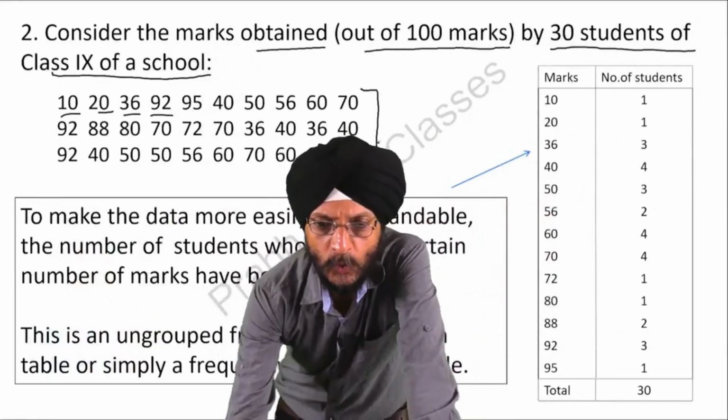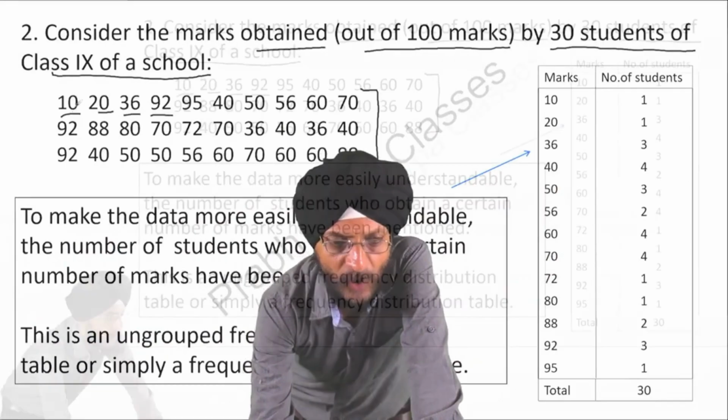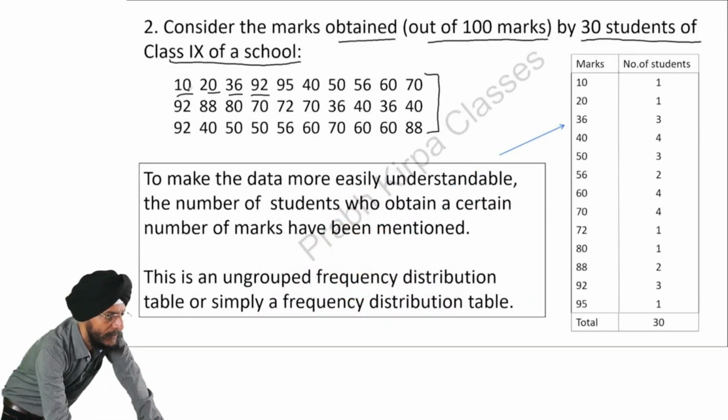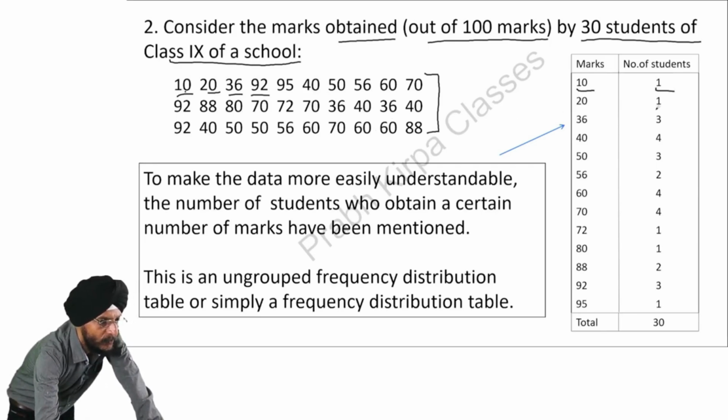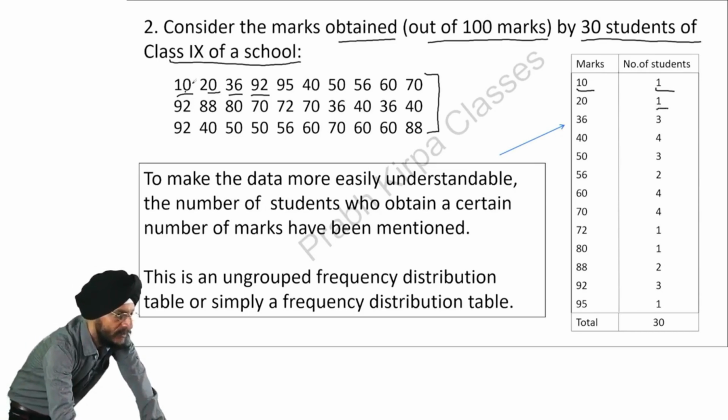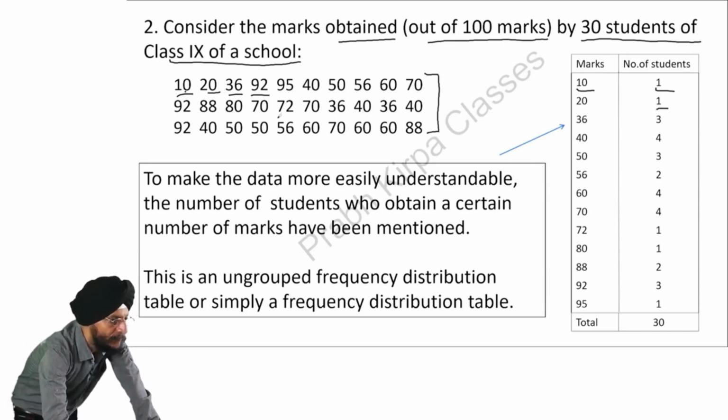However, we can do this. We will find out how many students obtained 10 marks. We find that this is the single student. In the same way, has any other student obtained 20? No. We will write that this is the single student. Then we will check whether any person has obtained 36. This is the 36, this is the 36, this is the 36. Any other 36? So 3 students have obtained 36.